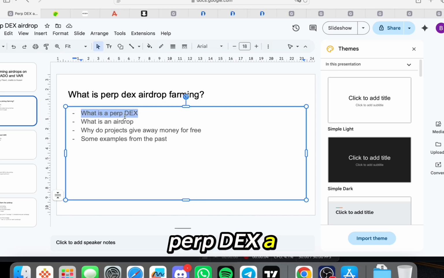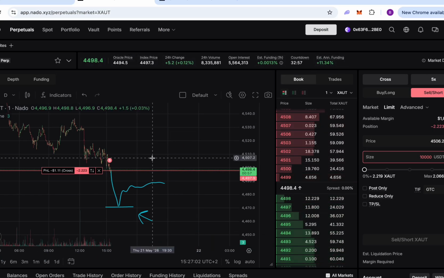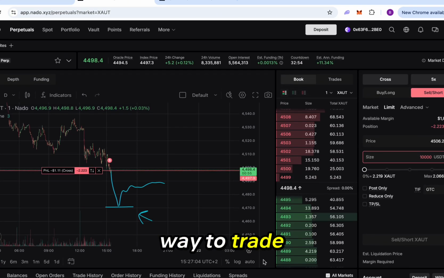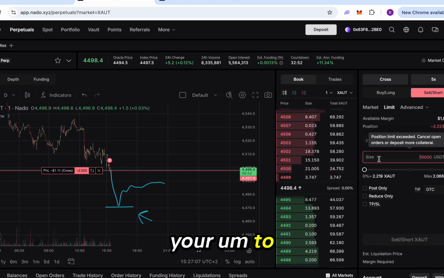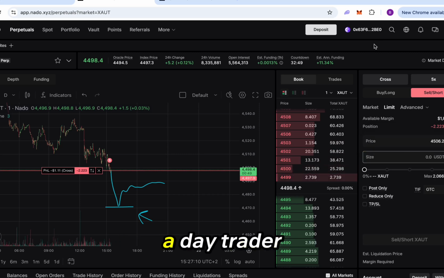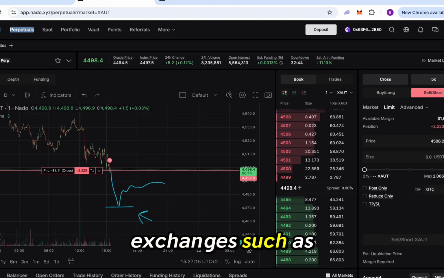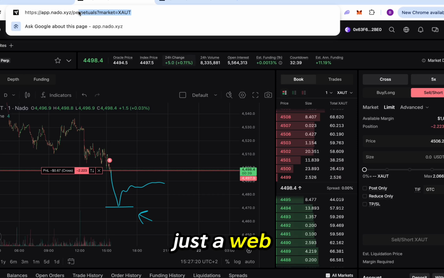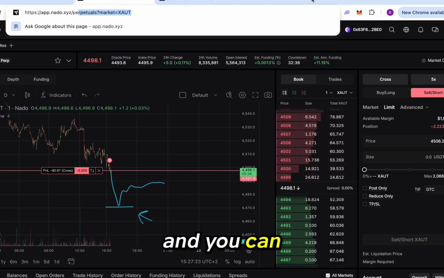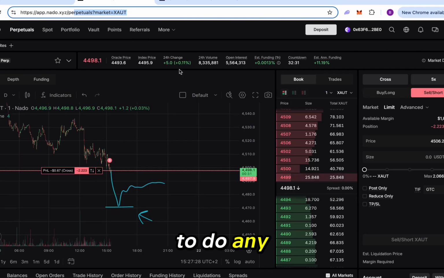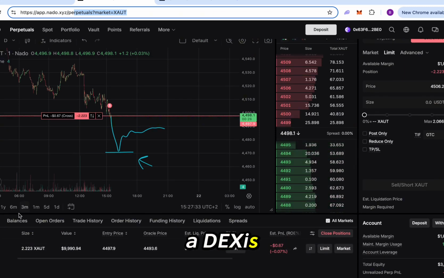So what's a perp DEX? A perp DEX is just a way to trade cryptocurrency. Just what a day trader does, this is where they do it. Normally they do it on centralized exchanges such as Binance, Bybit, whatever, and this is decentralized. So this is just a web app, and you can connect your wallet here and trade straight away. You don't have to do any identification or whatever. So that's what a DEX is. It's not really that relevant to what we're talking about.